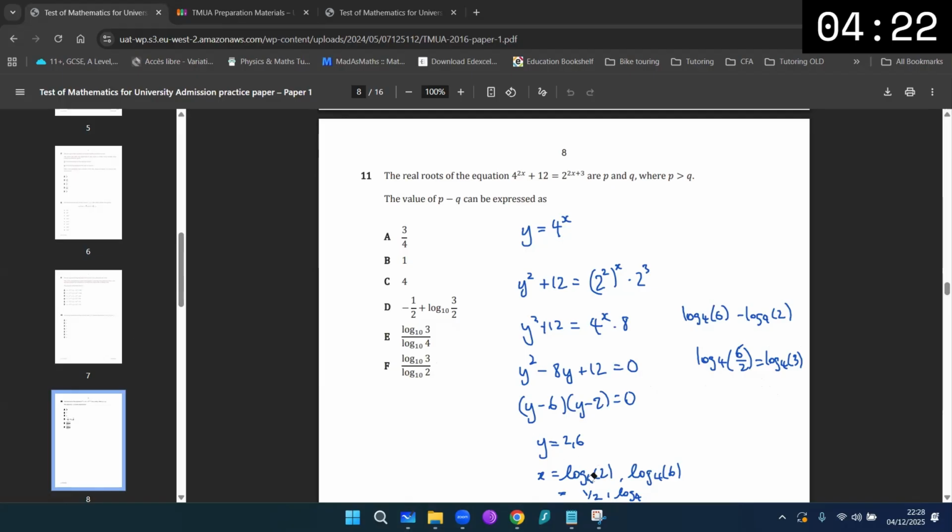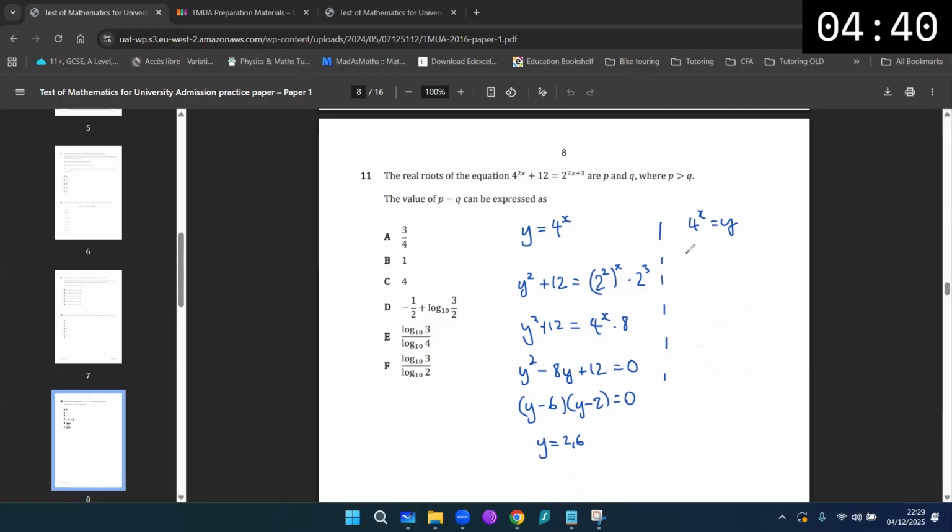I'm so sorry. So, right. Scratch all that. Since they're expressing it in terms of log base 10, this is kind of weird and unnatural. But if we just put 4 to the x equals y, where y is either 2 or 6, we can hit it with log base 10, which I'll just write log, on both sides and use our log rules to say, okay, that's x log 4 equals log y. So x equals log y over log 4.